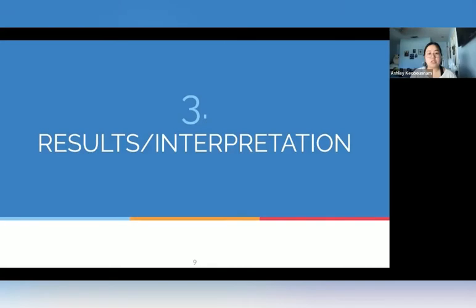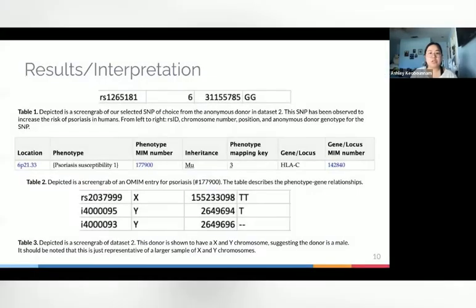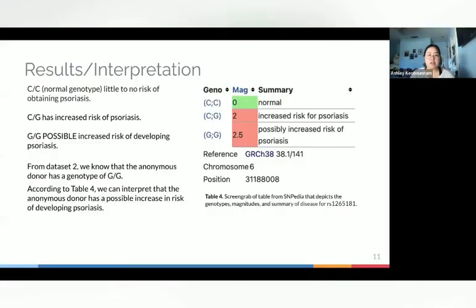So moving on to results and interpretations, we see from dataset 2 that our anonymous donor has a genotype of GG. Furthermore, we also see in the bottom photo that our anonymous donor has an X and a Y chromosome present, which suggests that our donor is male. To interpret what a genotype of GG means for our donor, we see on this table that a genotype of GG suggests that this individual has a possibly increased risk of psoriasis.